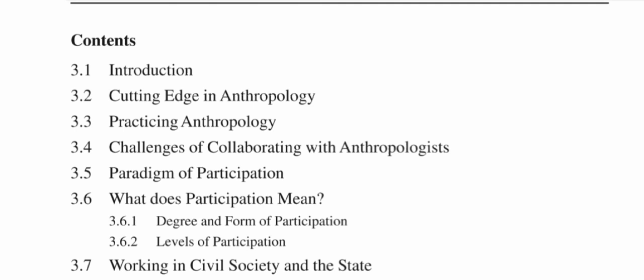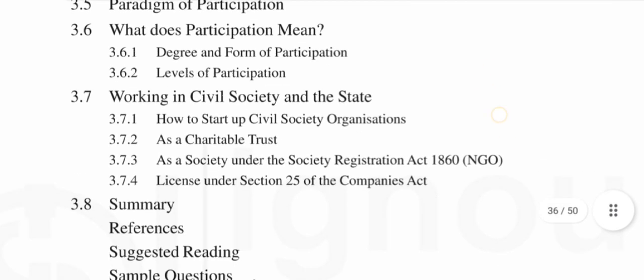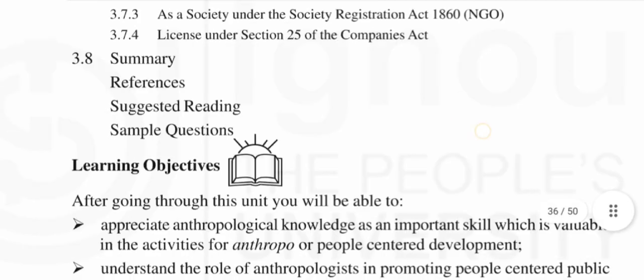Then we will discuss what participation means, in which we will discuss degree and form of participation, and levels of participation. After that we will discuss working in civil society and the state, in which we will discuss how to start up a civil society organization as a charitable trust, as a society under the Society Registration Act 1860 like an NGO, or as a license under Section 25 of the Companies Act 1956. At the last we will discuss the summary.